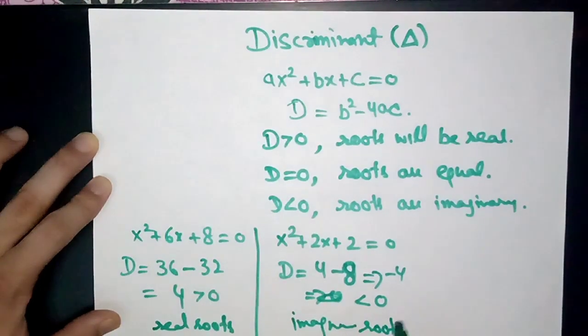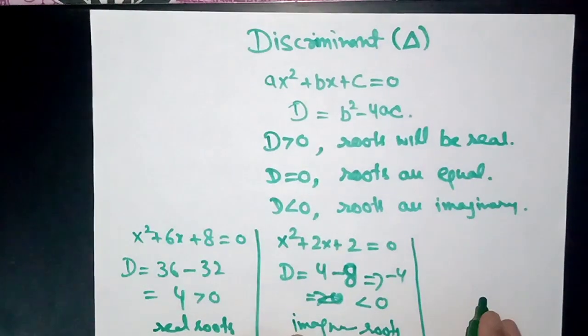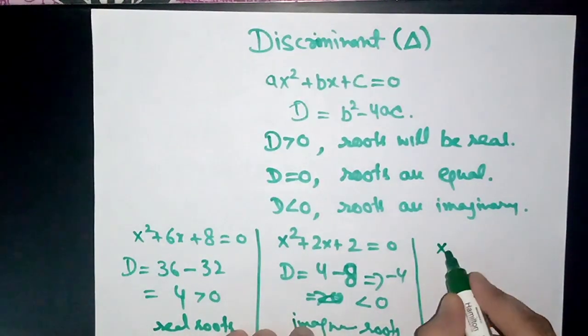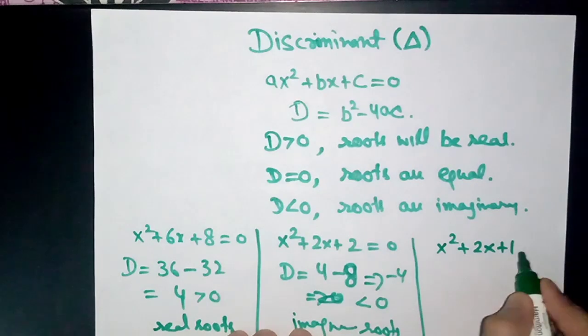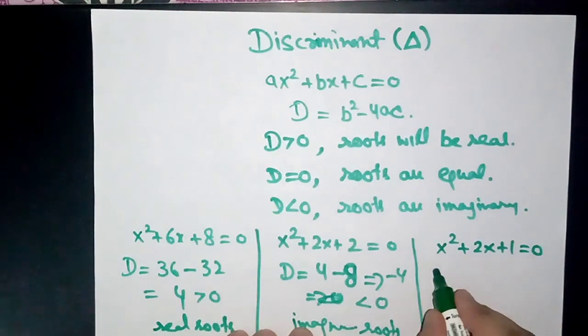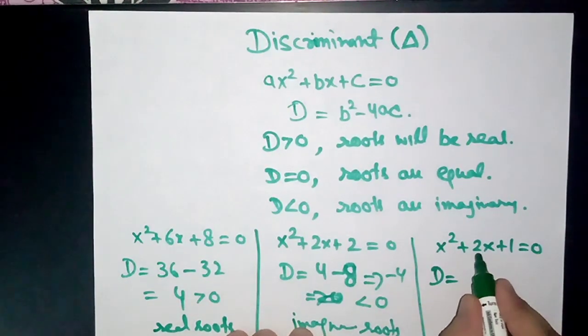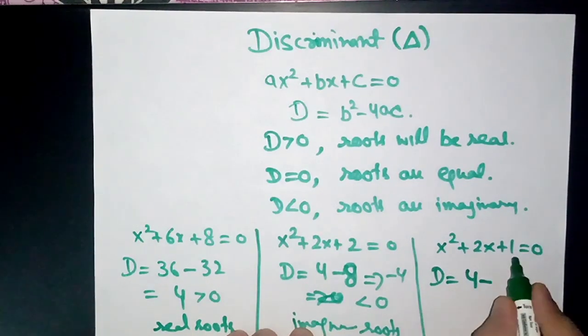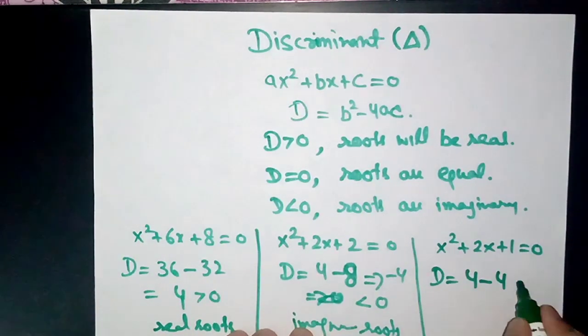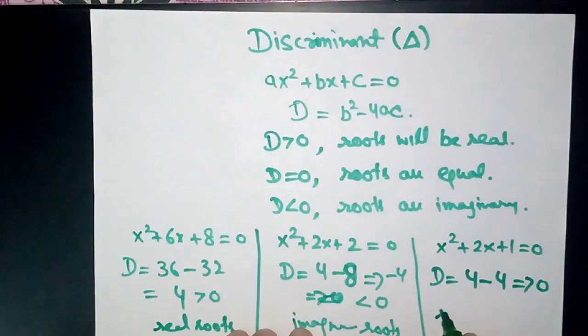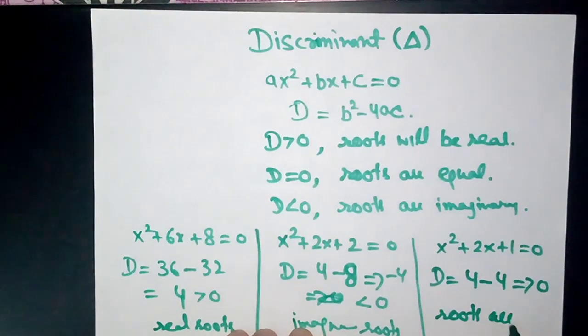We can have another equation as well, which is x² + 2x + 1 = 0. Here the discriminant is b² - 4ac, which is 4 minus 4 into 1 into 1, which is 0. So this is equal to 0, so the roots are equal.